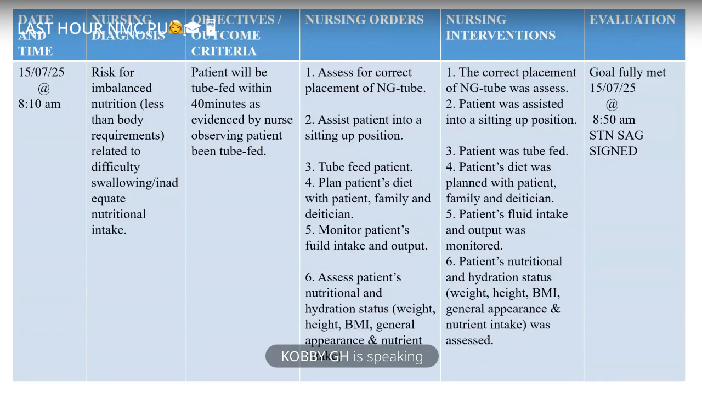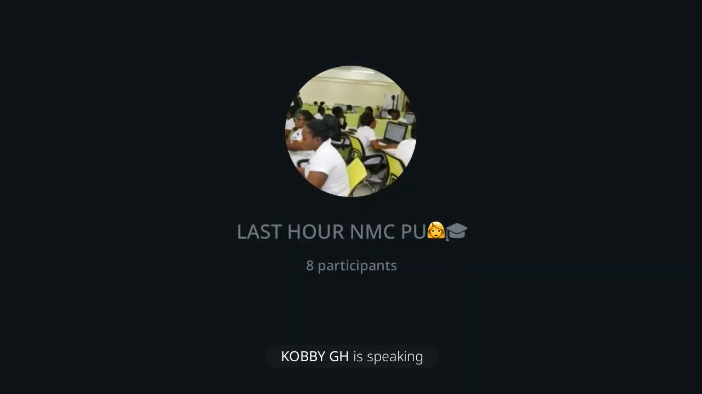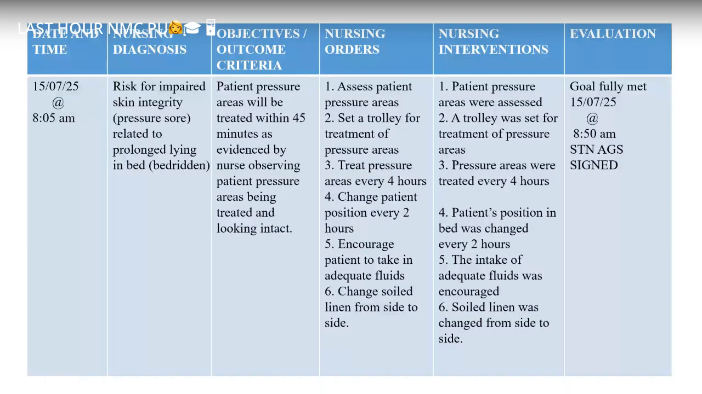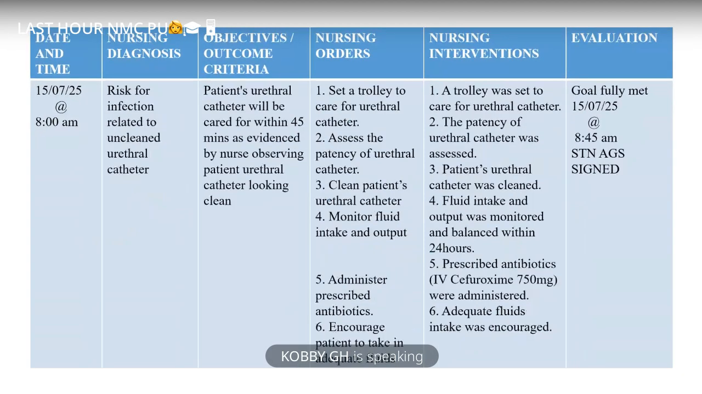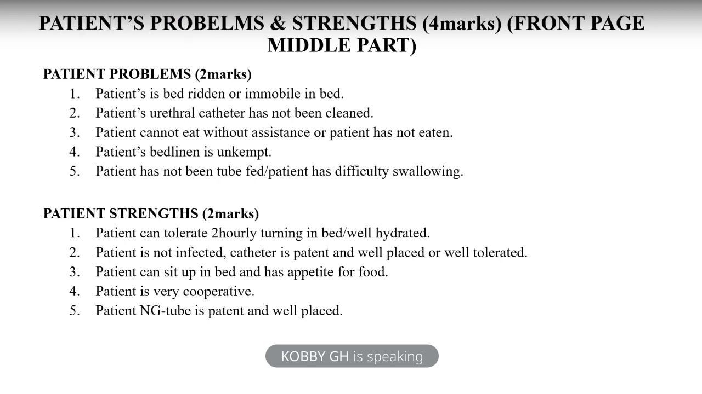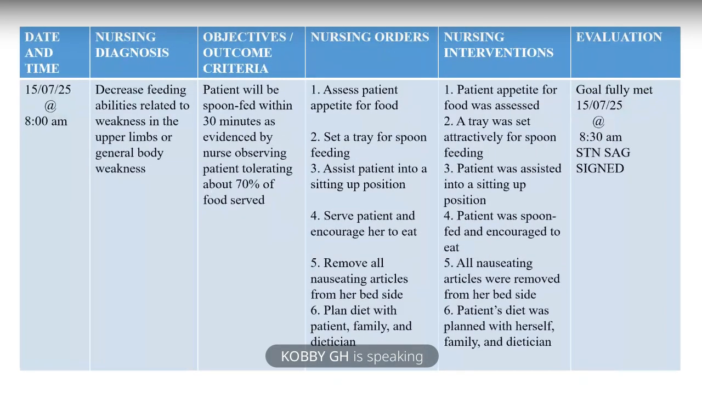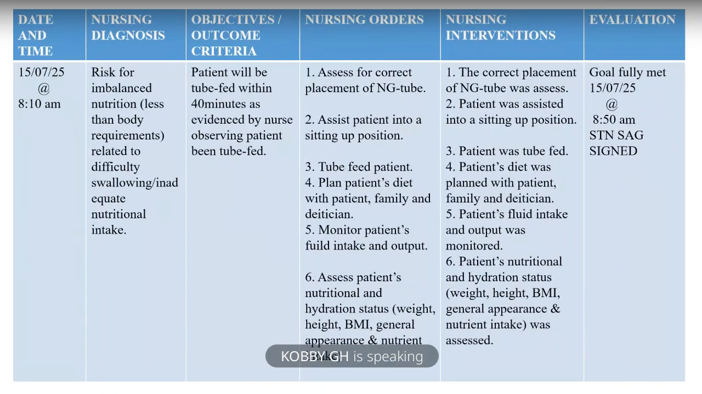So you can have other problems like loss of appetite. All those problems too are there. Great. So if the patient is having issues with loss of appetite, remember that is different. If patient has loss of appetite, we have a way we write that one too. If patient is on NGT, we have a way we write that one. So if patient is on NGT, this is how we write the nursing diagnosis: risk for imbalanced nutrition, less than body requirements, related to difficulty swallowing. Patient would be tube fed within 40 minutes, as evidenced by nurse observing patient being tube fed.